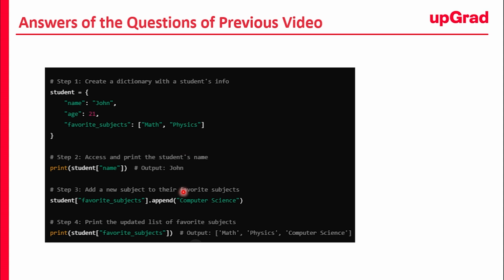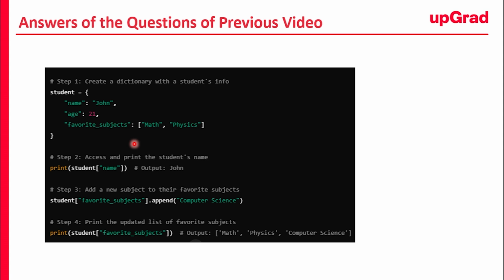So the task was to print the updated list. So print student favorite subjects is what we called upon. The output would be math, physics and computer science, right? So the point to be noted here is this append one. Going forward, you would also know a lot of different functions, how to use them and when to use them. So for now, just take note that if you want to add anything to that particular list, you use the append command over here, right? So this was the answer to the question of the previous video.